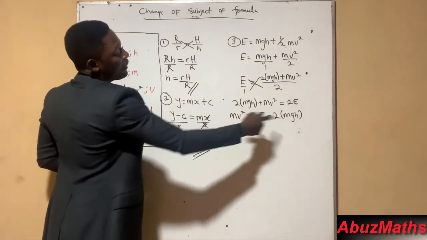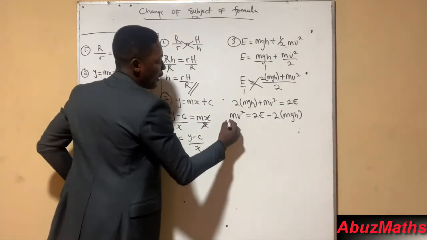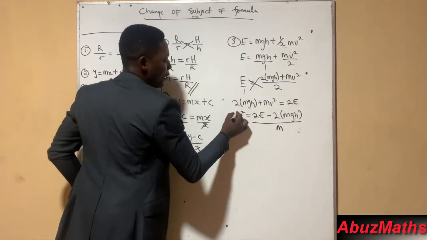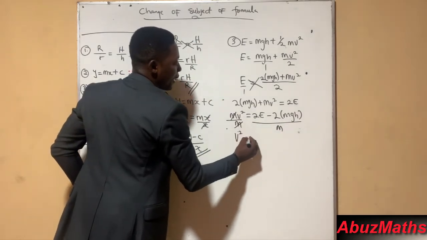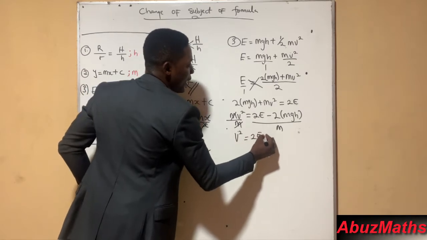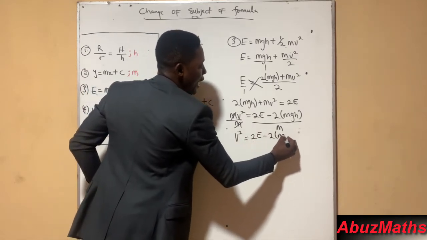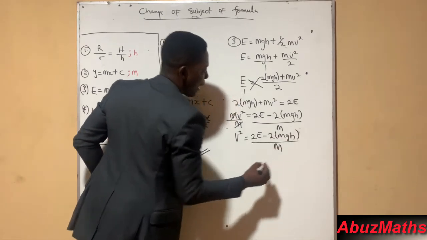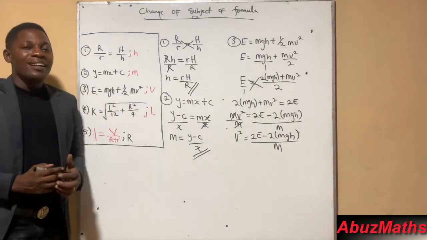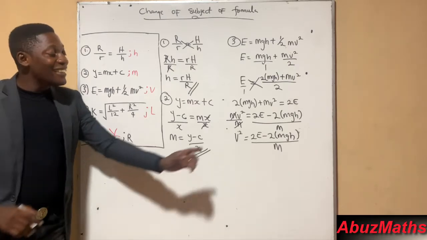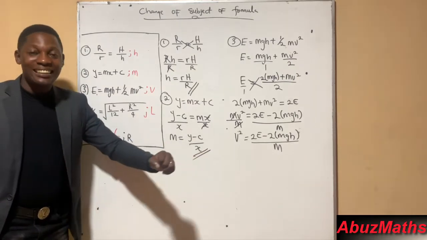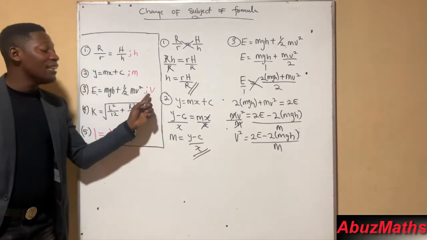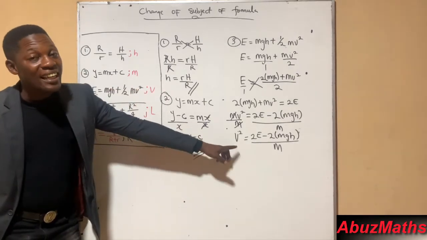Now, I can divide both sides by m. So if I divide here by m and divide here by m, cancel m, and I'll have v squared is equal to (2e minus 2mgh) all over m. No, this is not my final answer. What I was asked to make the subject of the formula is v. But here I have v squared.